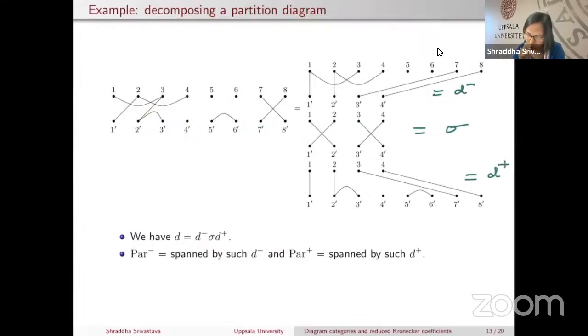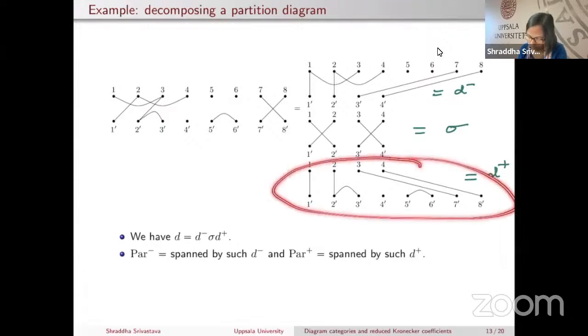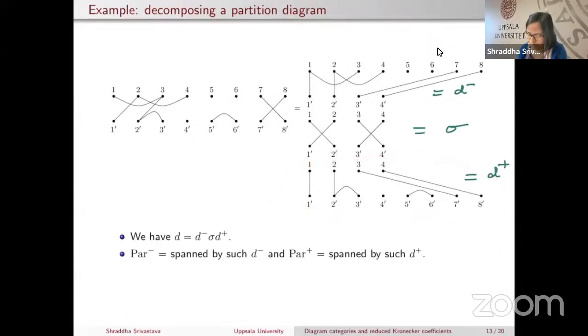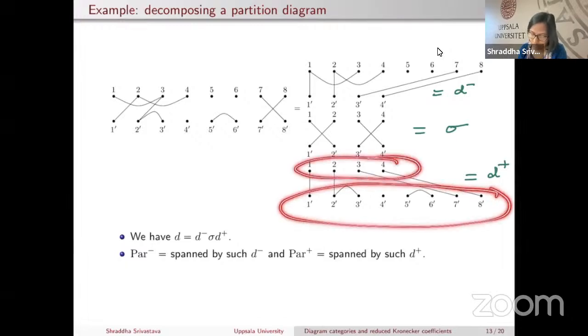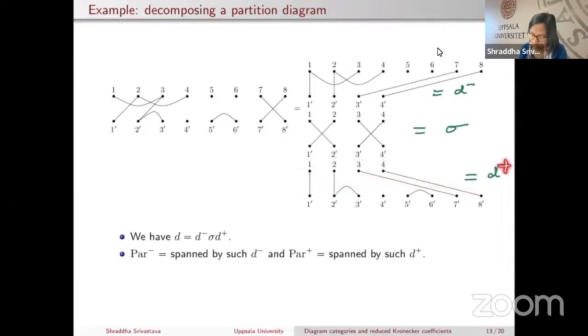Why D minus? There's some kind of grading going on here. D minus has a smaller number of vertices on the bottom than the number of vertices on the top. And for the permutation, it's always grade 0, because the number of vertices on the top and bottom will always be the same. And for the things on the other side, we have more vertices on the bottom than the top. So that's why this symbol is the plus.